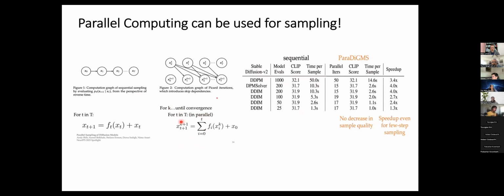So you do this computation by using parallel computing, and you only do the whole iteration capital K times. And this is the table suggesting that their proposed method gives us 3 to 4 times speedup while maintaining the quality of the samples.